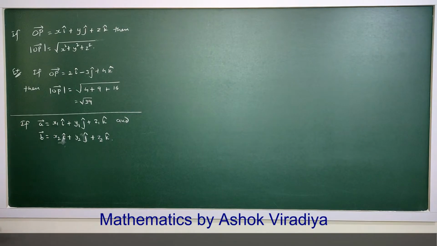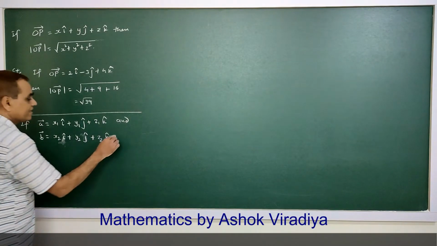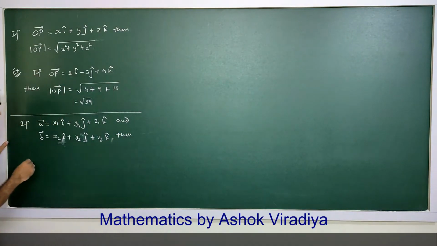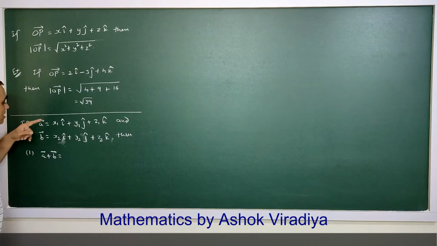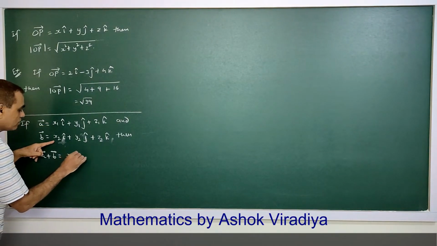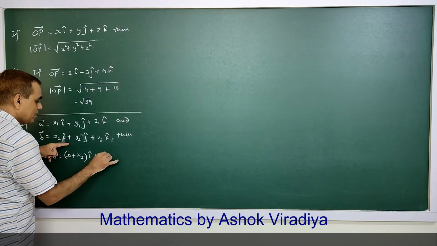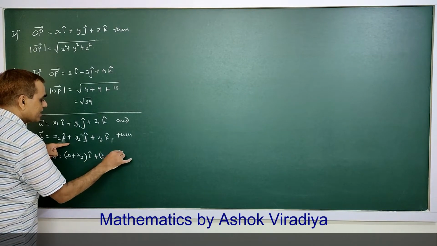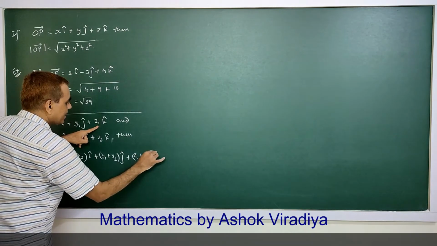These are two vectors, vector A and vector B. Here the scalar components are x1, y1, z1, and here x2, y2, z2. Then the addition of these vectors, A bar plus B bar, is equal to x1 plus x2 times i cap plus y1 plus y2 times j cap plus z1 plus z2 times k cap.